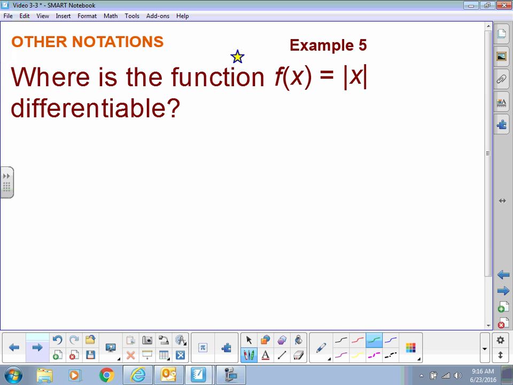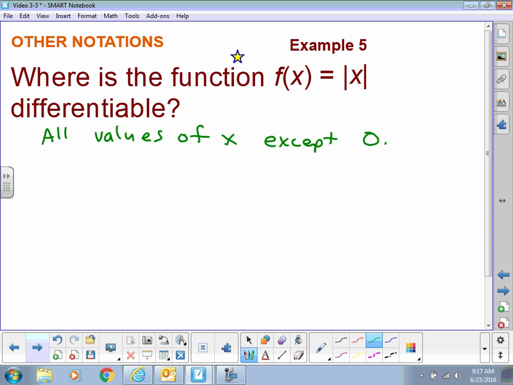So we want to know where the function absolute value of x is differentiable. Well, the only place we could run into problems is when x is equal to 0. So we would say all values of x except 0. And the reason is there is an abrupt change in the slope at that point. Left of there, the slope is always -1. Right of there, the slope is always +1.